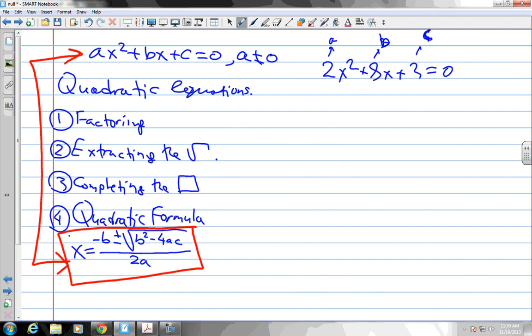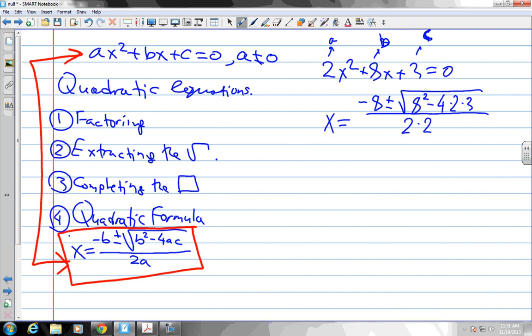So all I have to do is plug in the a's, b's, and c's into this formula. The formula tells me take whatever the b is and put a negative in front of it. So b here was 8, so I'm going to end up with negative 8, plus or minus the square root of b squared, so 8 squared, minus 4 times a, which is 2 in this case, times c, which is 3 in this case, all over 2a, so 2 times 2.